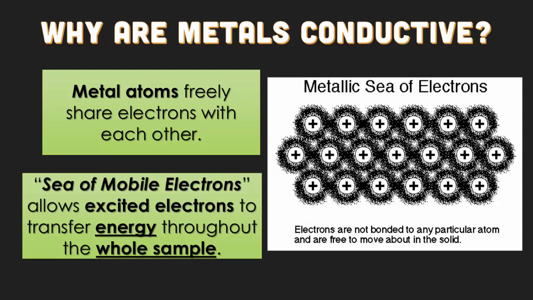So if you were to add a charge to the far right-hand side, the electrons on the far left-hand side would either be attracted or repelled to that charge. That's what we call a current. Or if you were to heat up the left-hand side, the heat would travel all the way to the right-hand side until the entire sample is uniform in temperature.